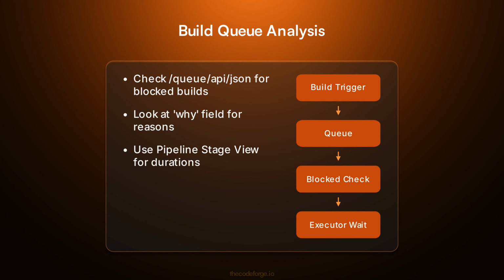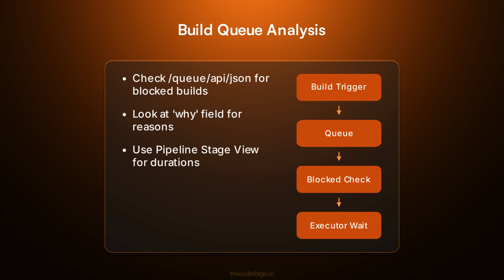A growing build queue indicates a bottleneck. Use the queue API to see why builds are blocked. Common causes: insufficient agents, slow SCM checkout, or too many concurrent stages.